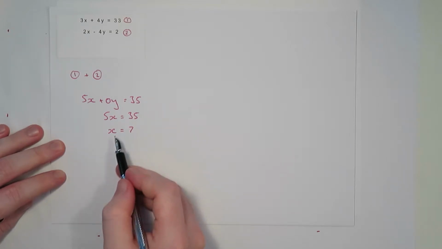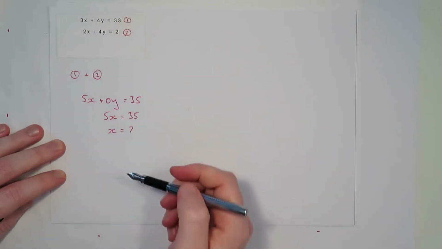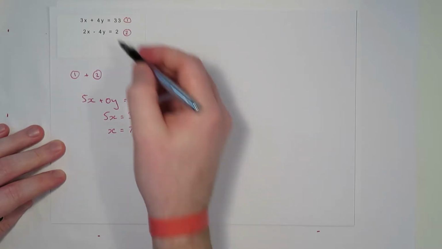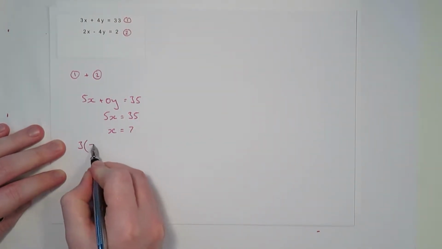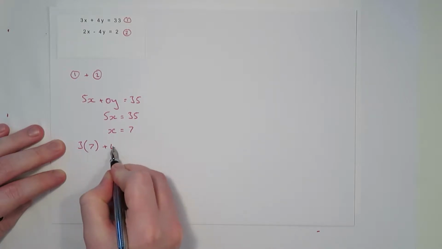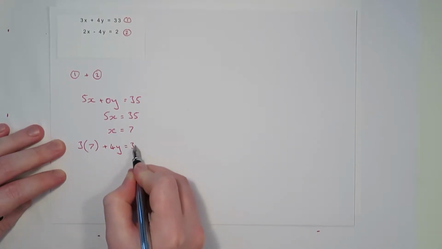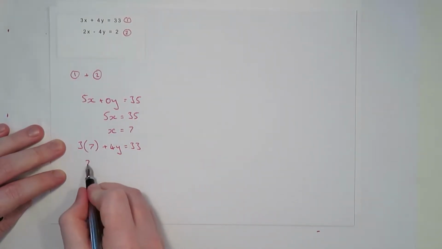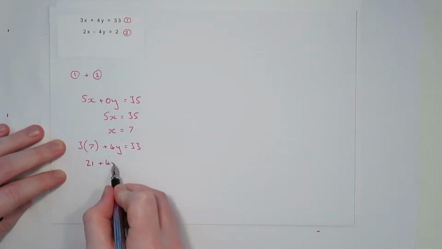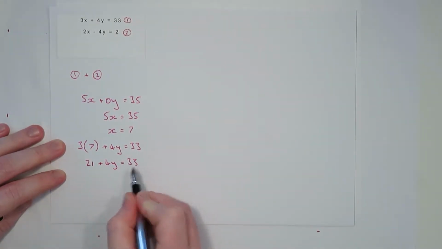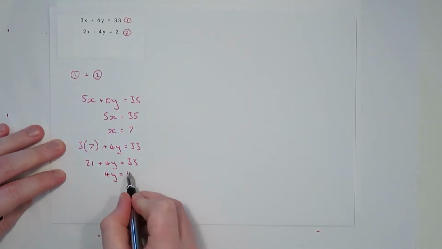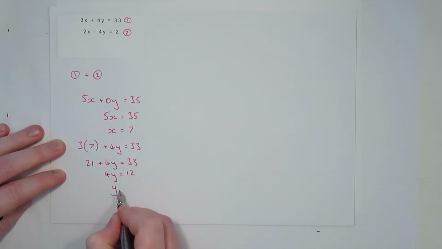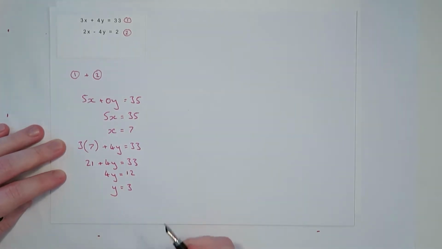Then you're able to substitute that value back into one of these equations. I'm just going to substitute it into the top one and say that 3 lots of 7 plus 4y is equal to 33. So this here is 21 plus 4y equals 33. Subtract 21 from both sides. It will be 12. Divide both sides by 4. y is equal to 3.